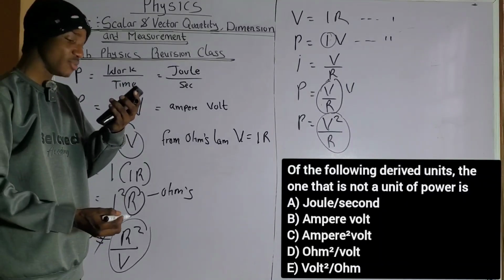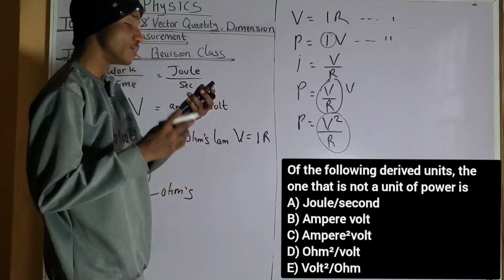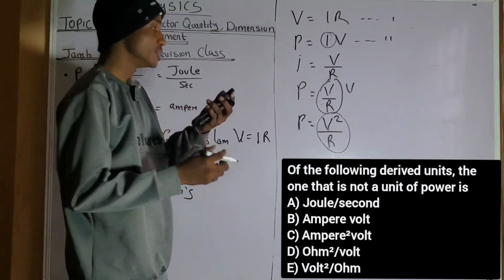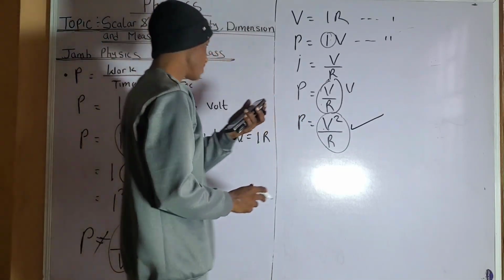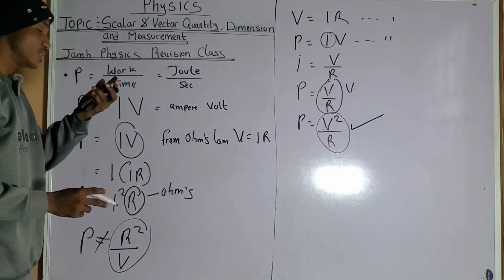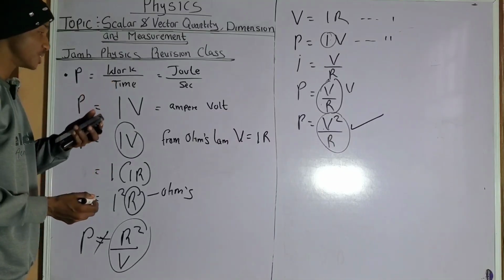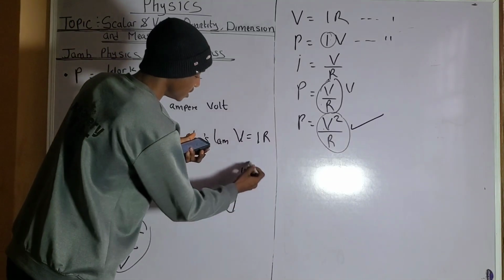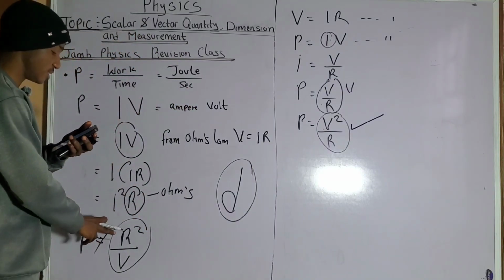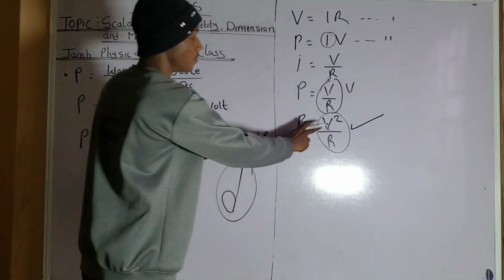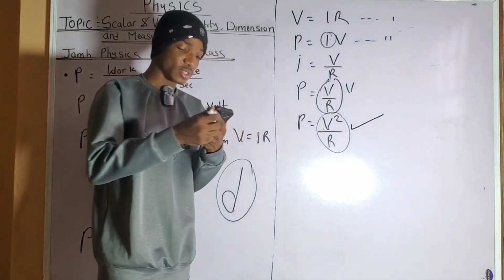And if you look at the last option, E, volt square over ohm, this is correct. So that means the derived unit that is not of power is option D. Option D is the correct option. Option D is ohm square over volt, which is not correct. It's supposed to be volt square over ohm. Okay, so that is the answer to that question.